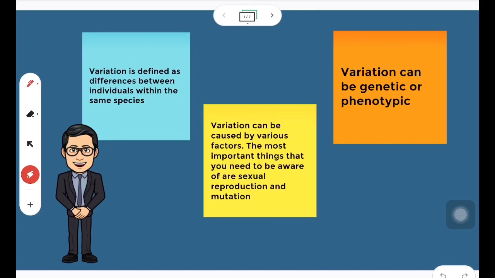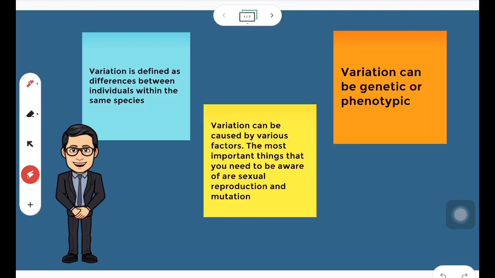Mutation is the random changes of the DNA sequence of an organism. It could be deletion, it could be translocation, or it could be duplication.